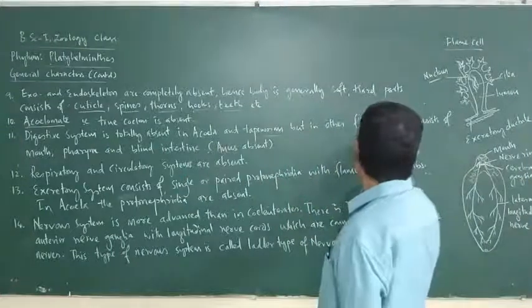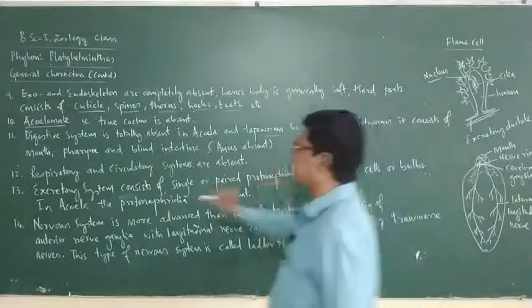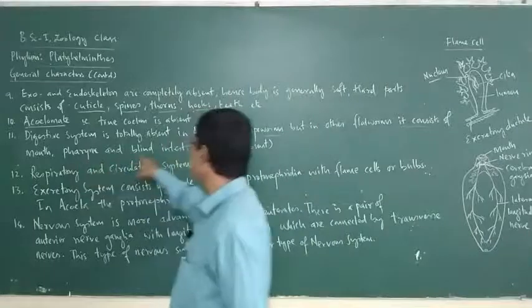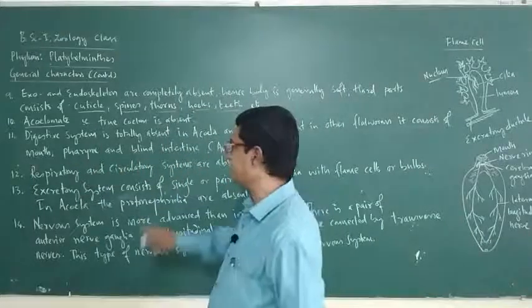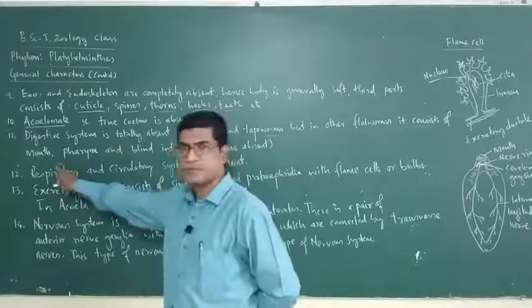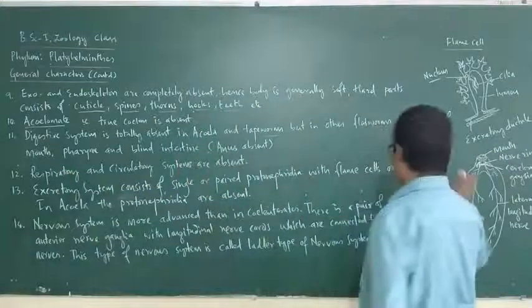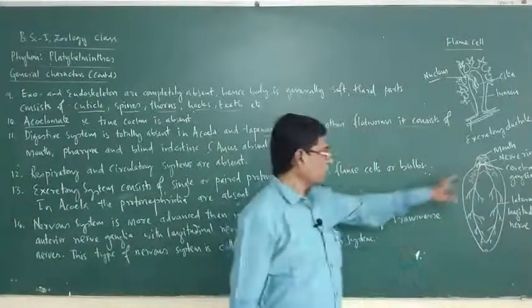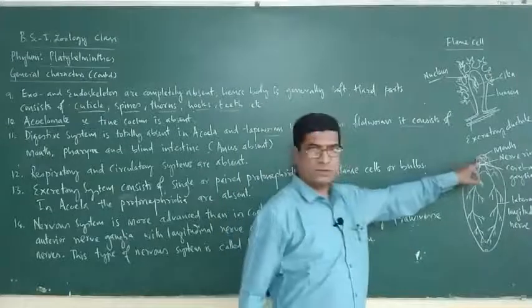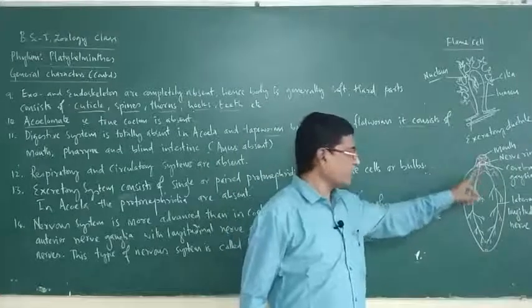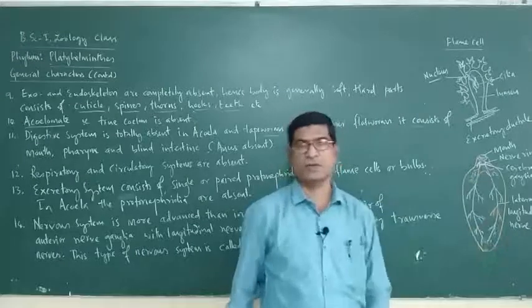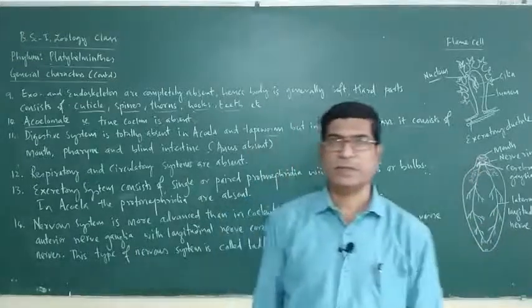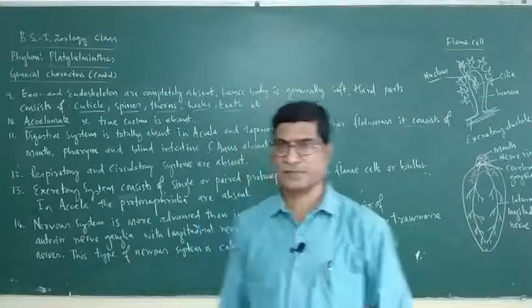But in other flatworms, it consists of mouth, pharynx, and blind intestine. Anus is absent. Look here, this is liver fluke. It has a mouth, pharynx, and intestine. The intestine does not end with an anus. Anus is absent.